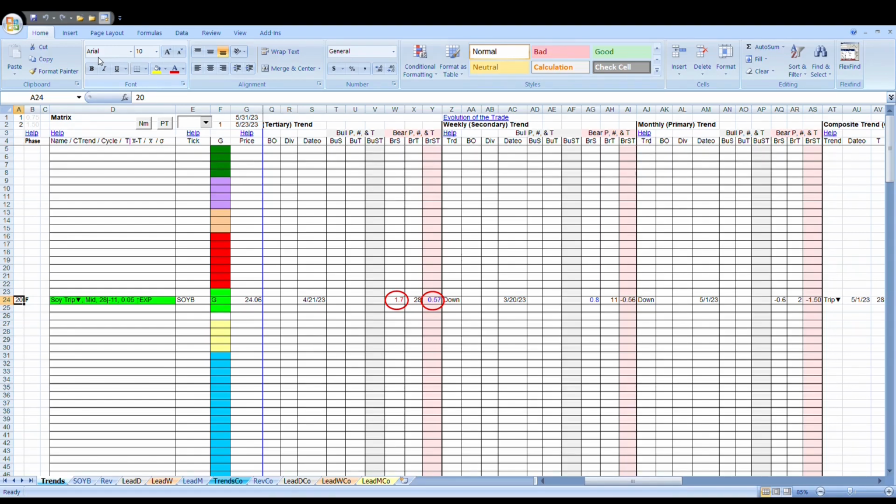We're going to talk about soybeans today, and we're going to talk about it for obvious reasons. Everyone who's been following The Matrix and is a longtime subscriber to it recognizes the F in the phase column as a flip. You can also see that it's colored green. Those are things that catch our eye, and we want to look for those in particular.